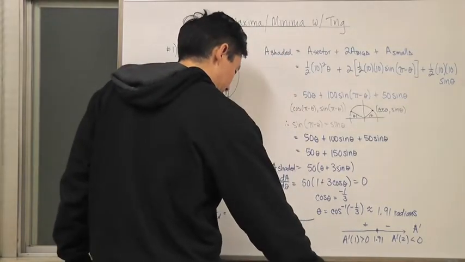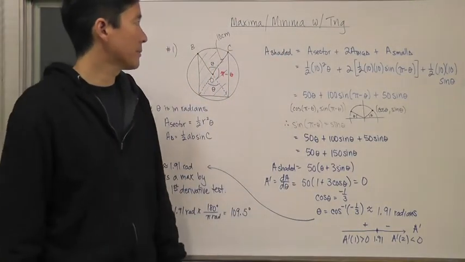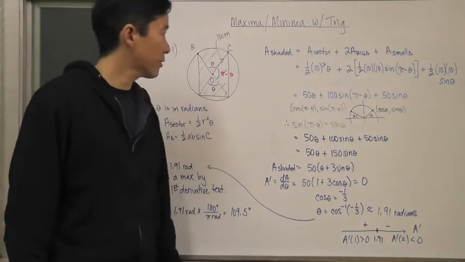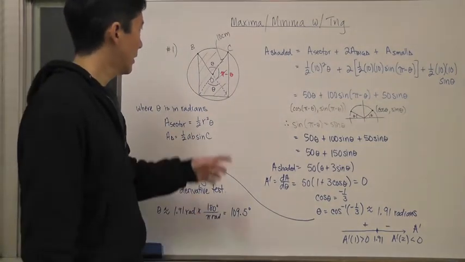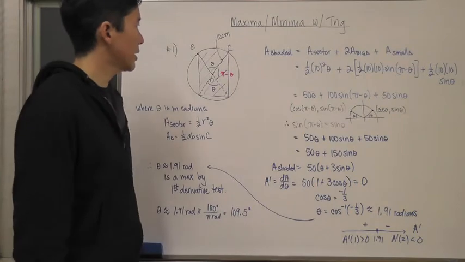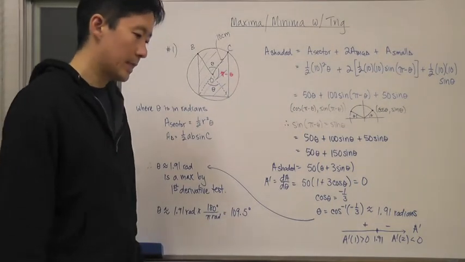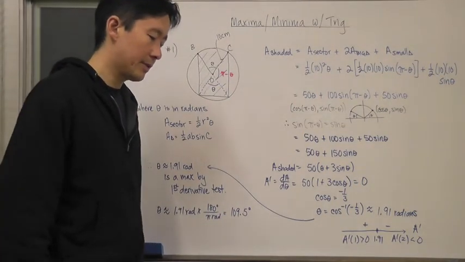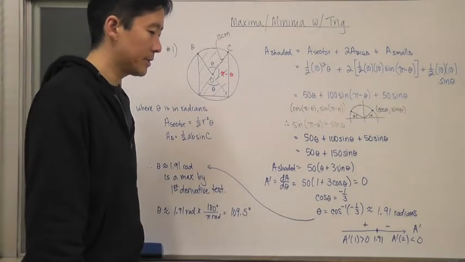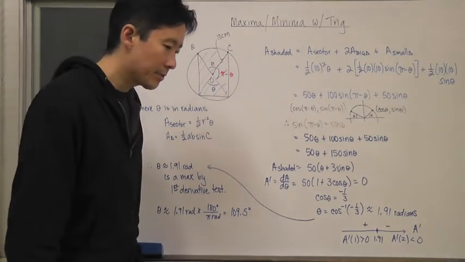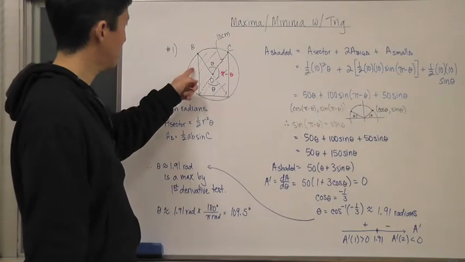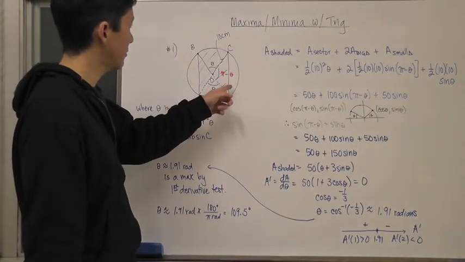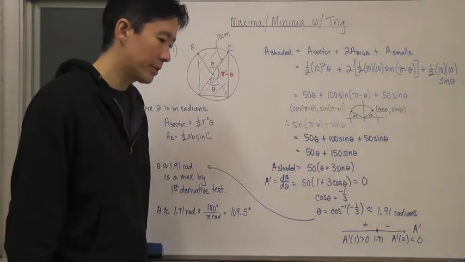Okay, let's go ahead and take a look at maximum and minimum using trig functions. Now this is one question taken from the book. Basically it says that a circular piece of tin plate of radius 10 centimeters has three segments removed. So this part here is removed, that part there is removed, and that part there is removed.